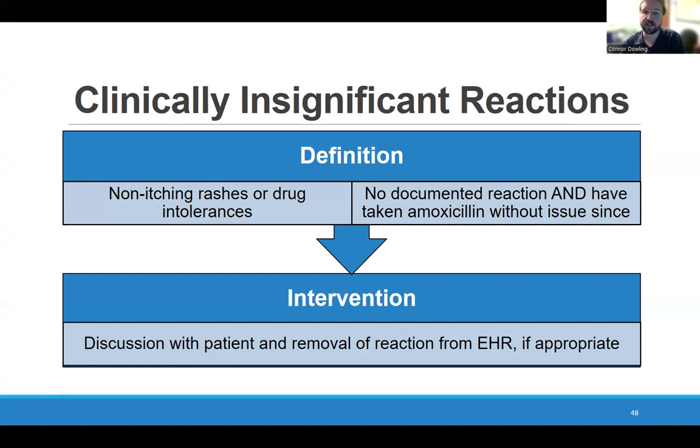So a patient can have the non-itching rash, or have no documented reaction and take amoxicillin without issue since. This is going to be a situation where we actually have a discussion with the patient, educate them on the risks of having that labeled allergy, and if the patient is okay with it, after verifying that this allergy history is appropriate and accurate, and they don't meet any other exclusion criteria, we can go ahead and remove the reaction from the EHR if appropriate.